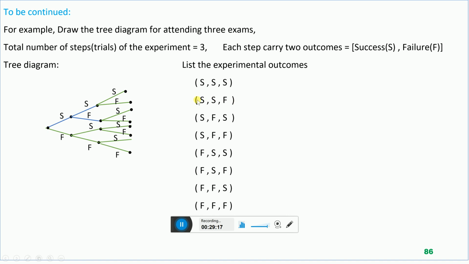But this outcome means when he gave the first exam, he passed. Second exam, he passed. But third exam, he failed. Now this outcome means in the first exam, he succeeded, he passed. In the second exam, he failed. And in the third exam, again, he succeeded, passed. This means that in the first exam, he succeeded. But the other 2 exams, he failed. So in this way, we list the possible outcomes of the 3 exams, that first exam pass, second pass and third pass.